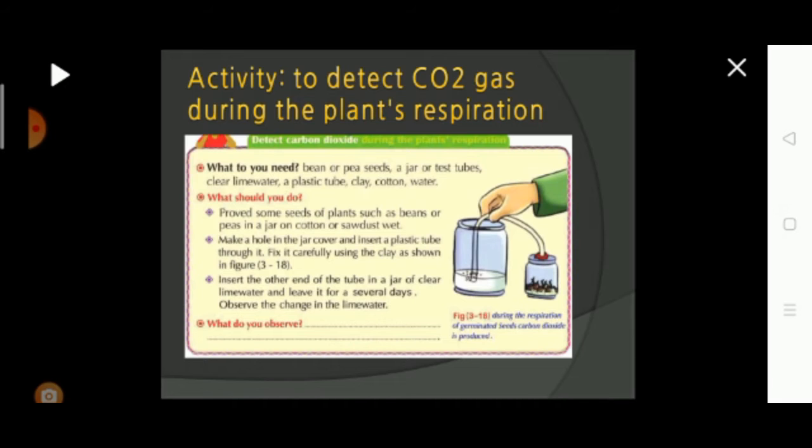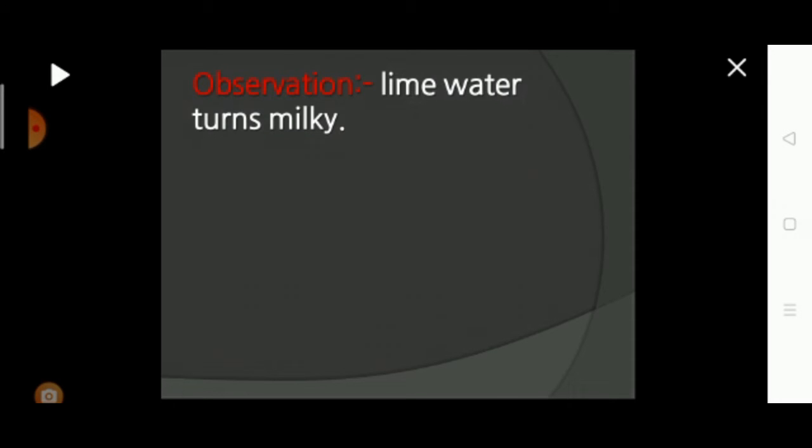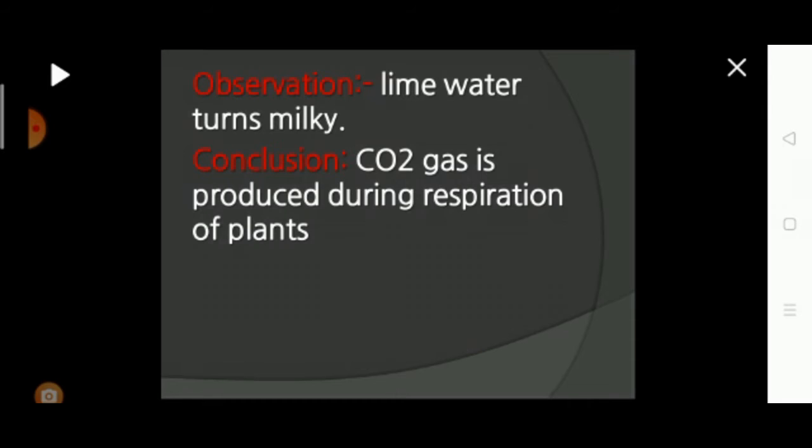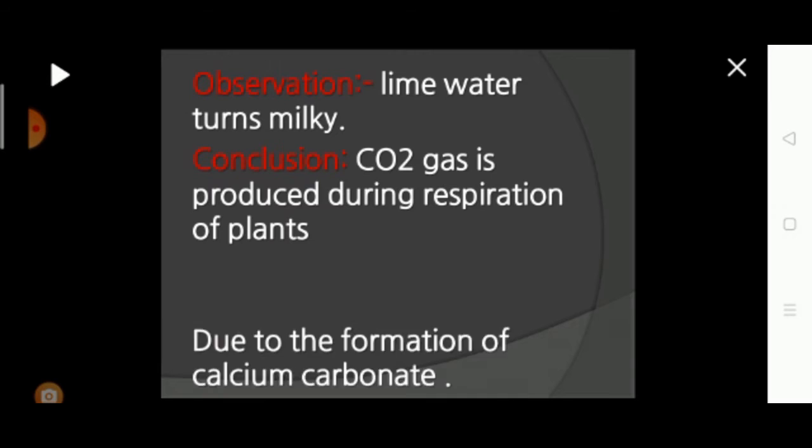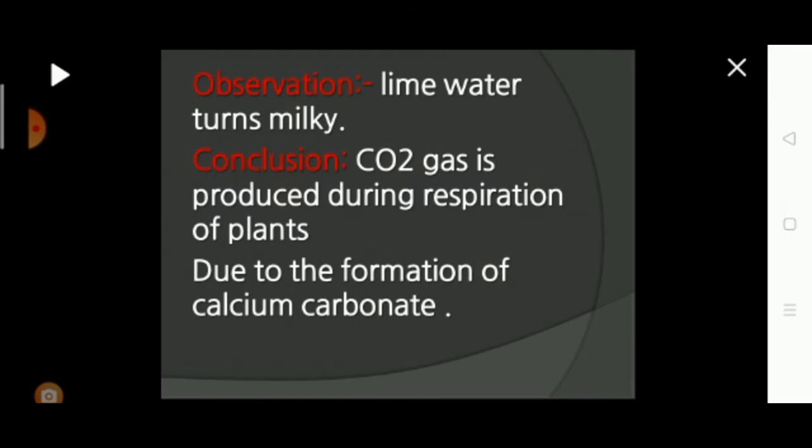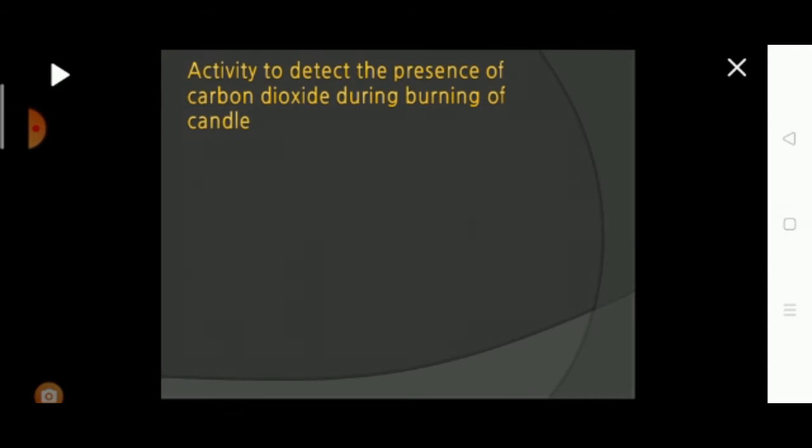What is the observation? Yes, lime water will change its color to be turbid or milky. The net result or conclusion of this experiment: carbon dioxide gas is produced during respiration of plants, due to formation of calcium carbonate. We can explain that carbon dioxide makes a chemical reaction with lime water, forming calcium carbonate with a milky color.